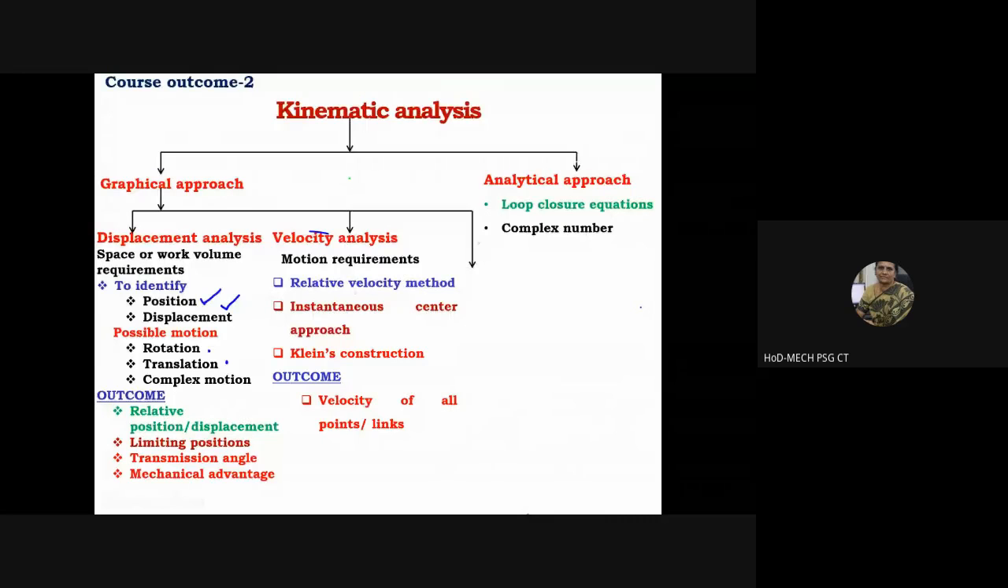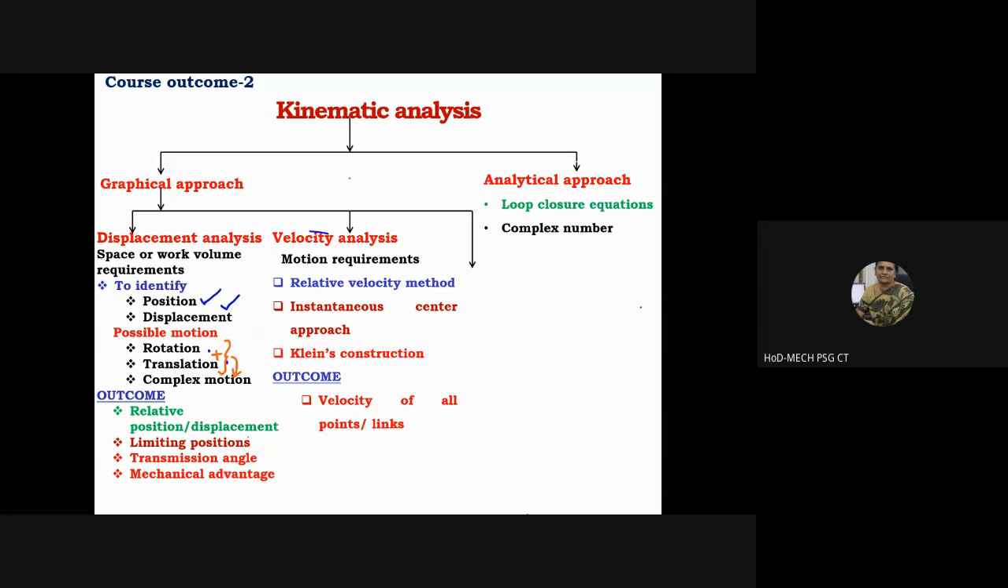Okay, so floating links will have what type of motion? A complex motion, or a combination motion. What do I mean by that? It is a combination of rotation plus translation. Both rotation and translation will take place for the floating links. How do you identify a floating link? None of the joints on a floating link will be formed with a fixed link, a fixed frame.